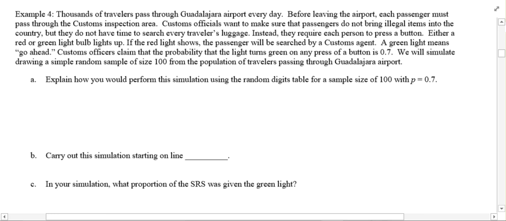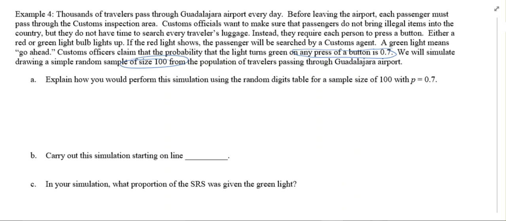As you pass through, you push the button and it's either going to be red or green. Green means you go ahead, red means they search your luggage. The probability it turns green is 0.7, so that means they're searching about 30% of the people. That's our situation, and it also says we're going to take a random sample of size 100. So the key things we want to keep track of: green, 0.7, and a random sample of size 100. Explain how you would perform this simulation using the random digits table for a sample size of 100 with probability 0.7.